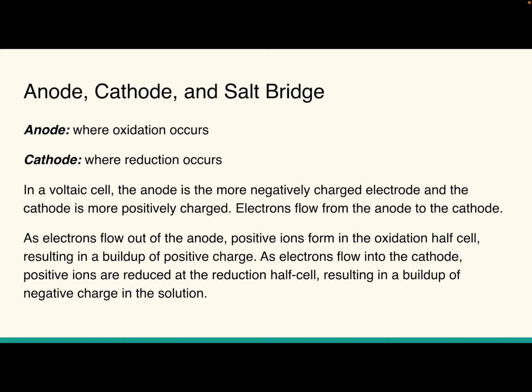As I already mentioned, the anode is where oxidation happens, so the electrons are being given up. The cathode is where those electrons are taken in, so where reduction happens. Electrons always flow from anode to cathode, and I already talked about the salt bridge, so hopefully we are good there.